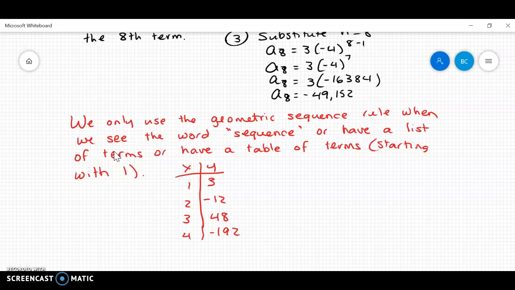So if I had a table like this, I'm going to erase this X and that Y, because I would usually say N, which is the number of terms, and then the value of each term. So if you have a table like this, a listing of terms in a table format, and N starts at 1, then you're going to use a geometric sequence. The rest of the time, you really would just use the basic exponential function. So there has to be some indication that you want to use that geometric sequence before you would use the n-1.